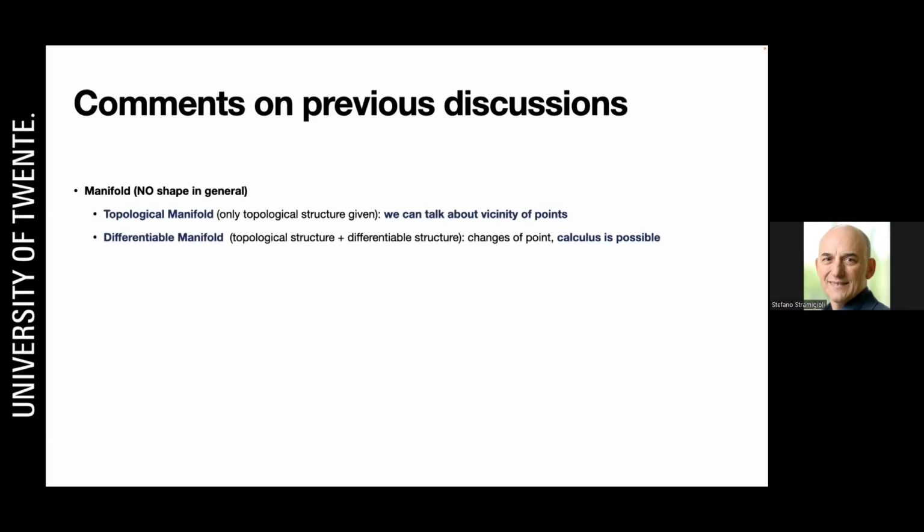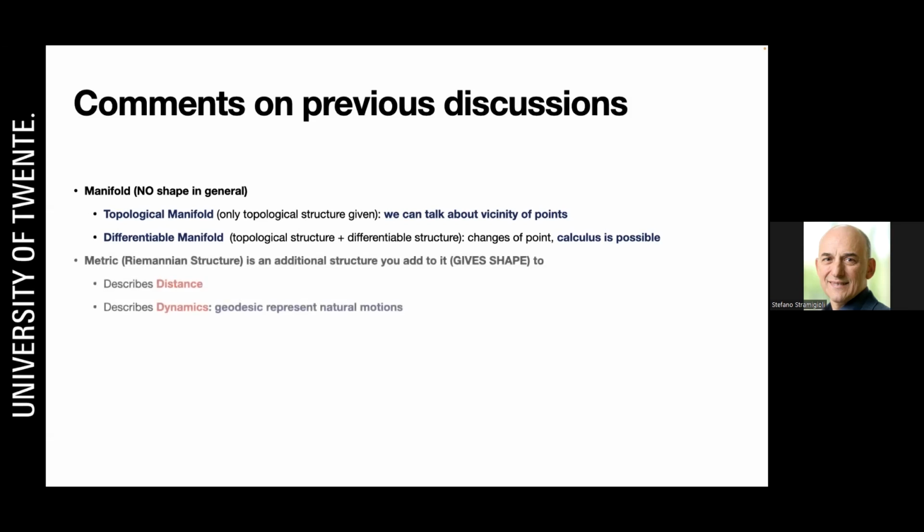So I want to start very quickly by making some comments on certain things that came up during questions. First of all, about manifolds in general, please do realize that manifolds in general have no shape and no structure. A differentiable manifold is what we've been using so far in the tutorial, in which you have a differentiable structure. But it's a structure, something you add on the manifold, okay?